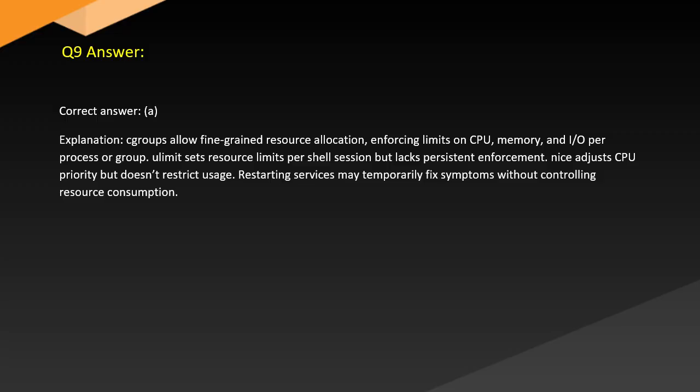Answer. Correct answer: A. Explanation. cgroups allow fine-grained resource allocation, enforcing limits on CPU, memory, and I/O per process or group. ulimit sets resource limits per shell session but lacks persistent enforcement. nice adjusts CPU priority but doesn't restrict usage. Restarting services may temporarily fix symptoms without controlling resource consumption.